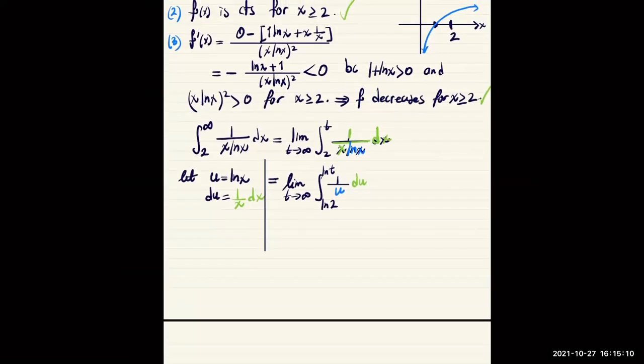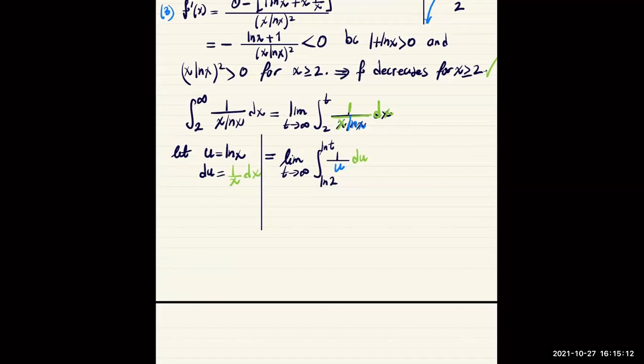Now find the antiderivative of 1 over u, with the limit in front. The antiderivative is ln of the absolute value of u, and u here is going to go from ln 2 to ln t. Okay, plug in.